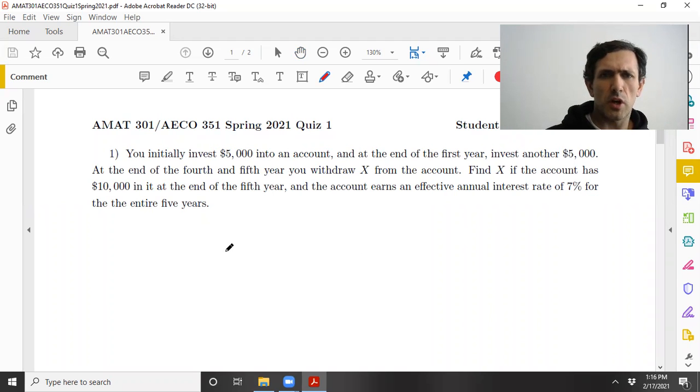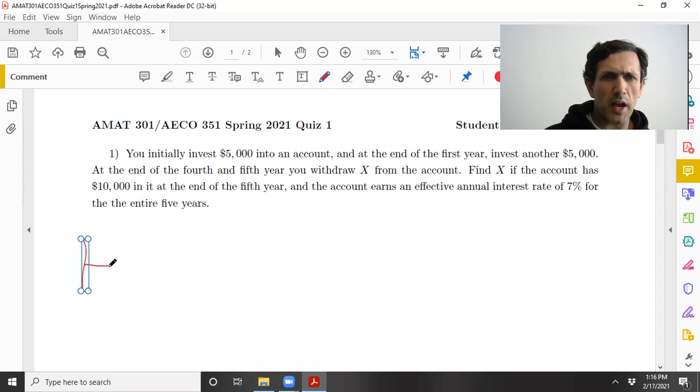Okay, so for this problem here, you initially invest 5,000. And at the end of the first year, you invest another 5,000. At the end of the fourth and fifth year, you withdraw X. Find X if you have 10,000 at the end of the fifth year. And we earn 7% compound interest, effective annual interest.